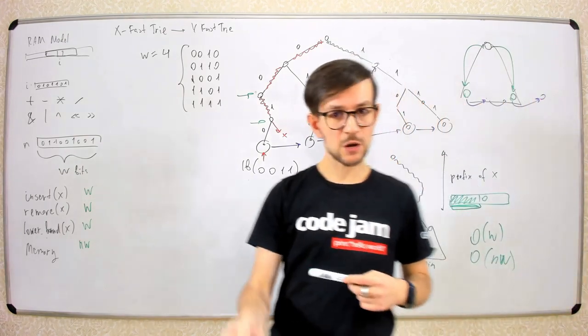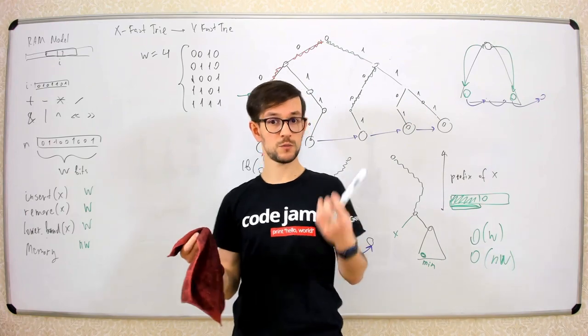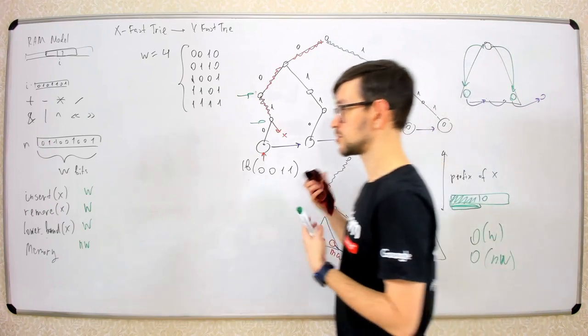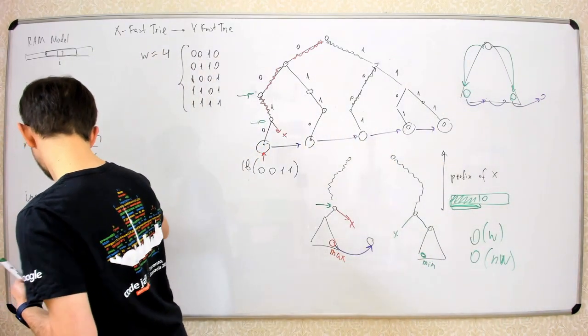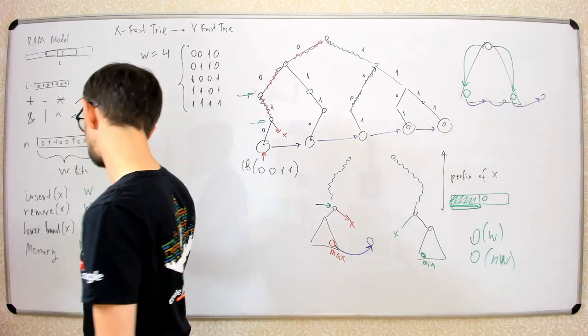That's the downside of this data structure. You kind of need to have a good hash table for it. But we'll assume we can make good hash tables. We actually can. For integers, we can actually prove that we can. So now the lower bound is actually working in log w time.